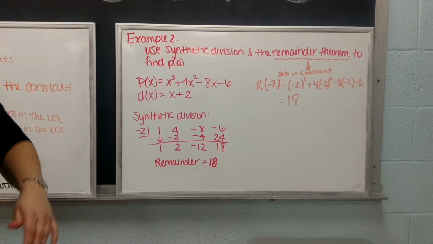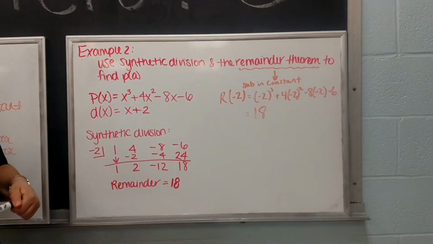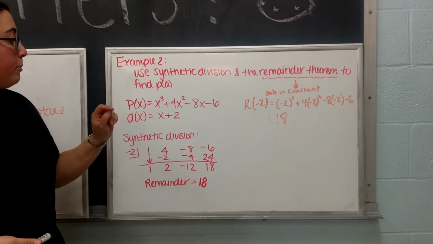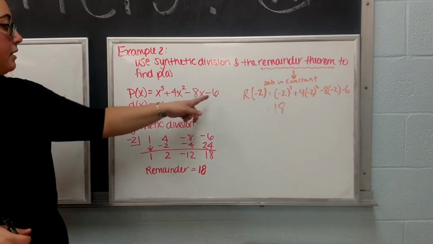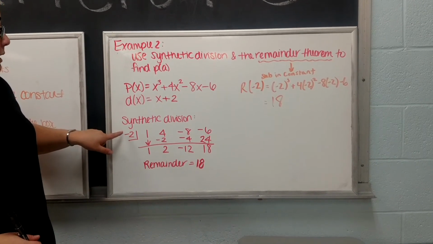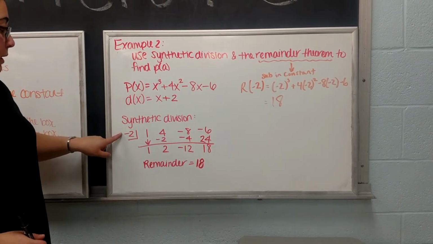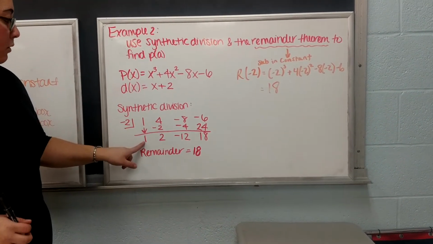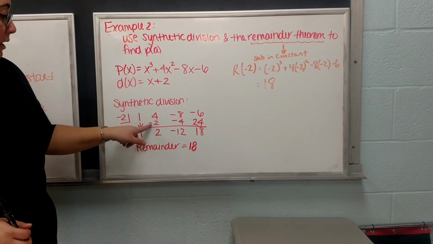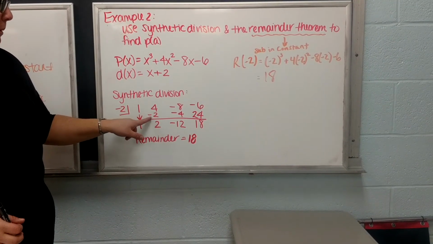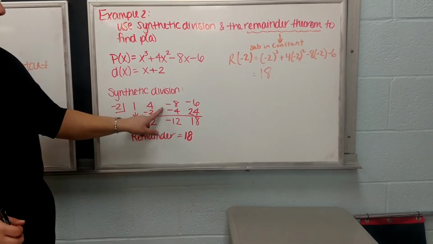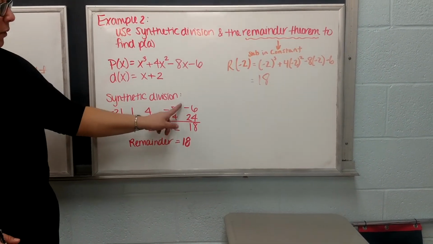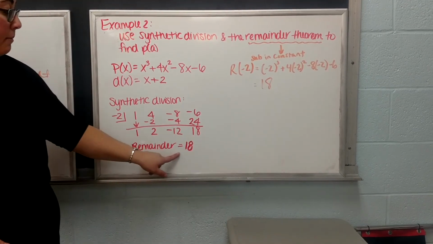We also have to use synthetic division and the remainder theorem to find p of a. So with synthetic division, if our polynomial is x cubed plus 4x squared minus 8x minus 6 divided by x plus 2, negative 2 goes in your box. Your coefficients get lined up on the top. You bring down the 1, multiply. That gives you negative 2. We add. 4 minus 2 is 2. Again, multiply: negative 4. Add to get negative 12, multiply to get positive 24, and add to get 18. So we have a remainder of 18.